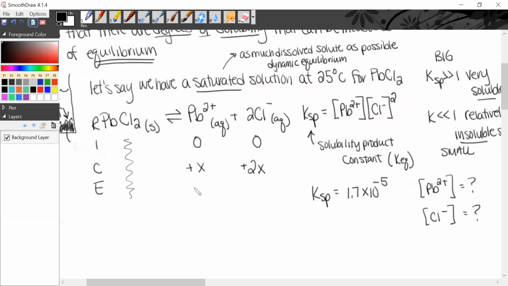Okay, so at equilibrium, I'm going to have X amount of lead, and I'm going to have 2 times as much chloride because of the way that this salt is formed and dissolves. So now I can just plug my variables into my Ksp expression. So I've got X times 2x, and here everybody always forgets, don't forget to square it. Okay, there's a squared right there, equals 1.7 times 10 to the negative 5th.